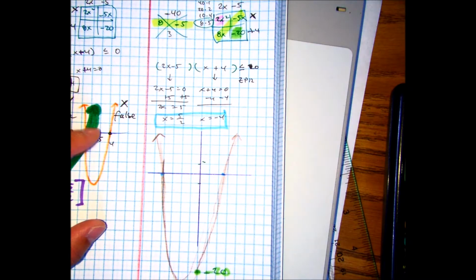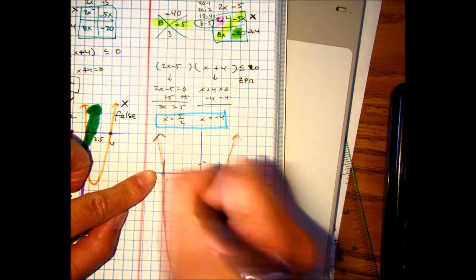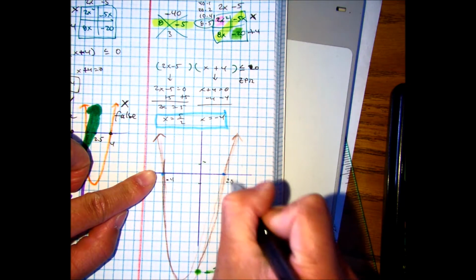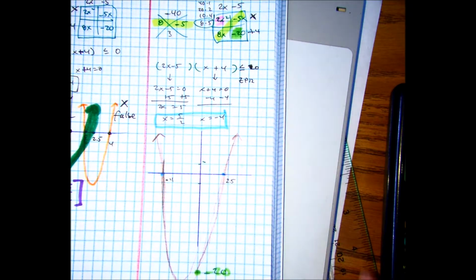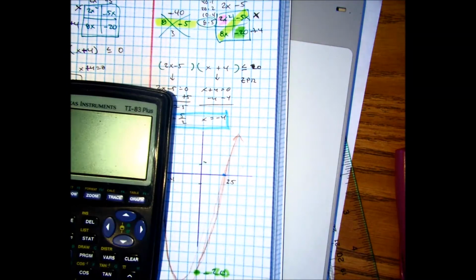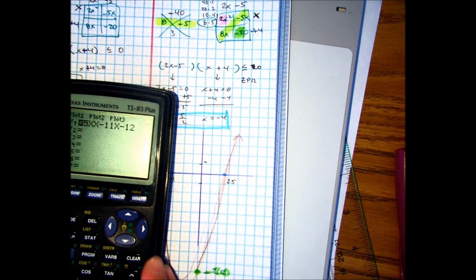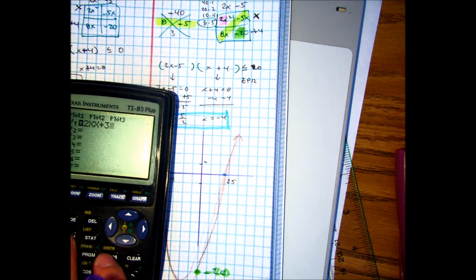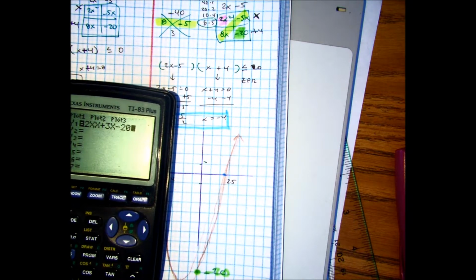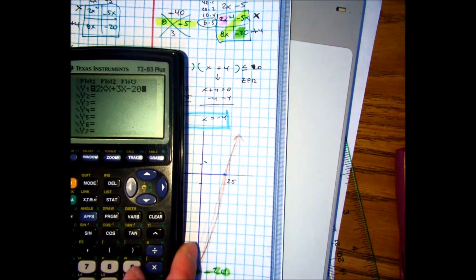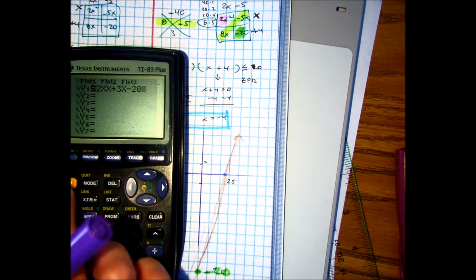And let's write down our test points. So I had negative 4 here. This is 2.5. Remember, we can test our test points by just using our graphing calculator. So I'm going to go to y equals and put in 2x squared plus 3x minus 20. Yesterday we learned how you can use the table function.